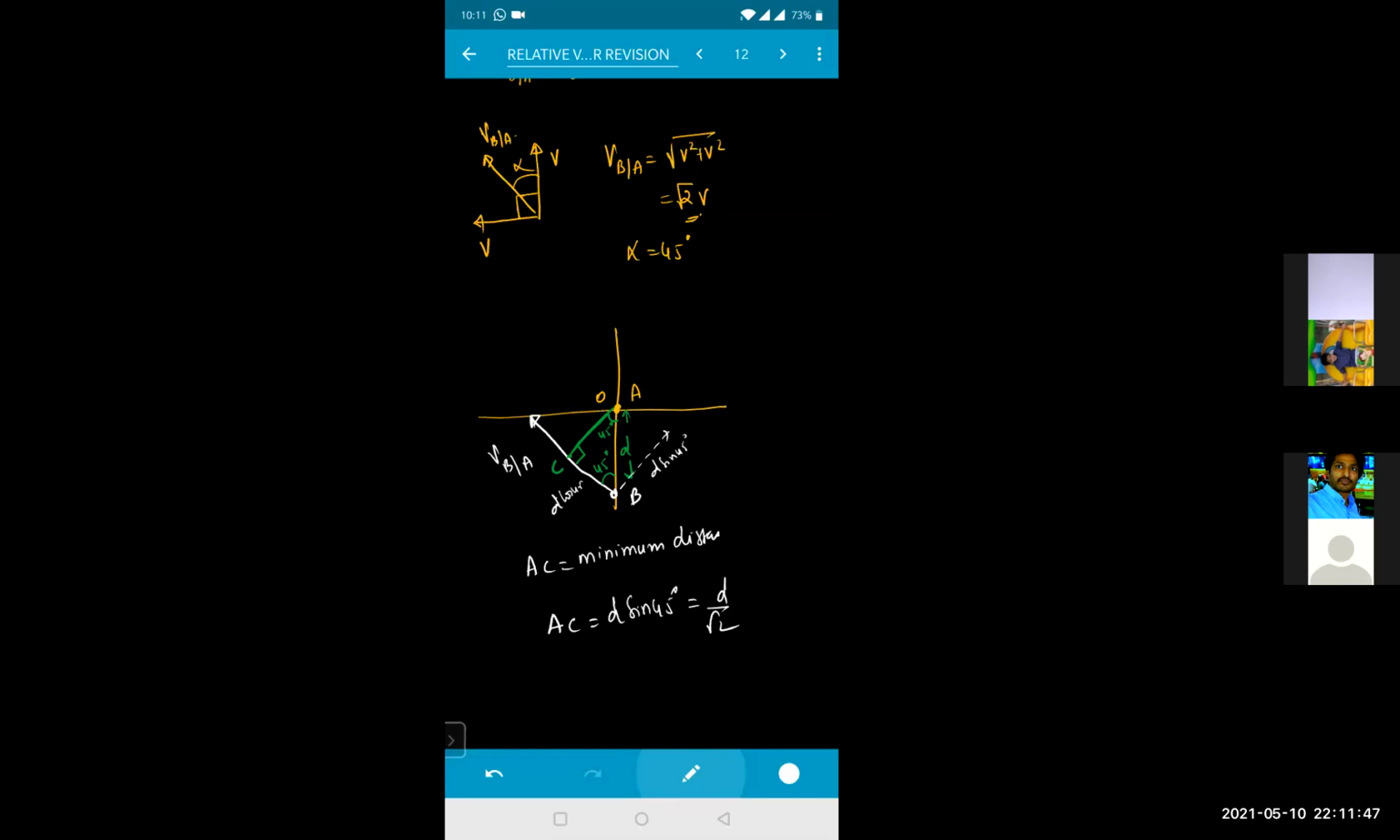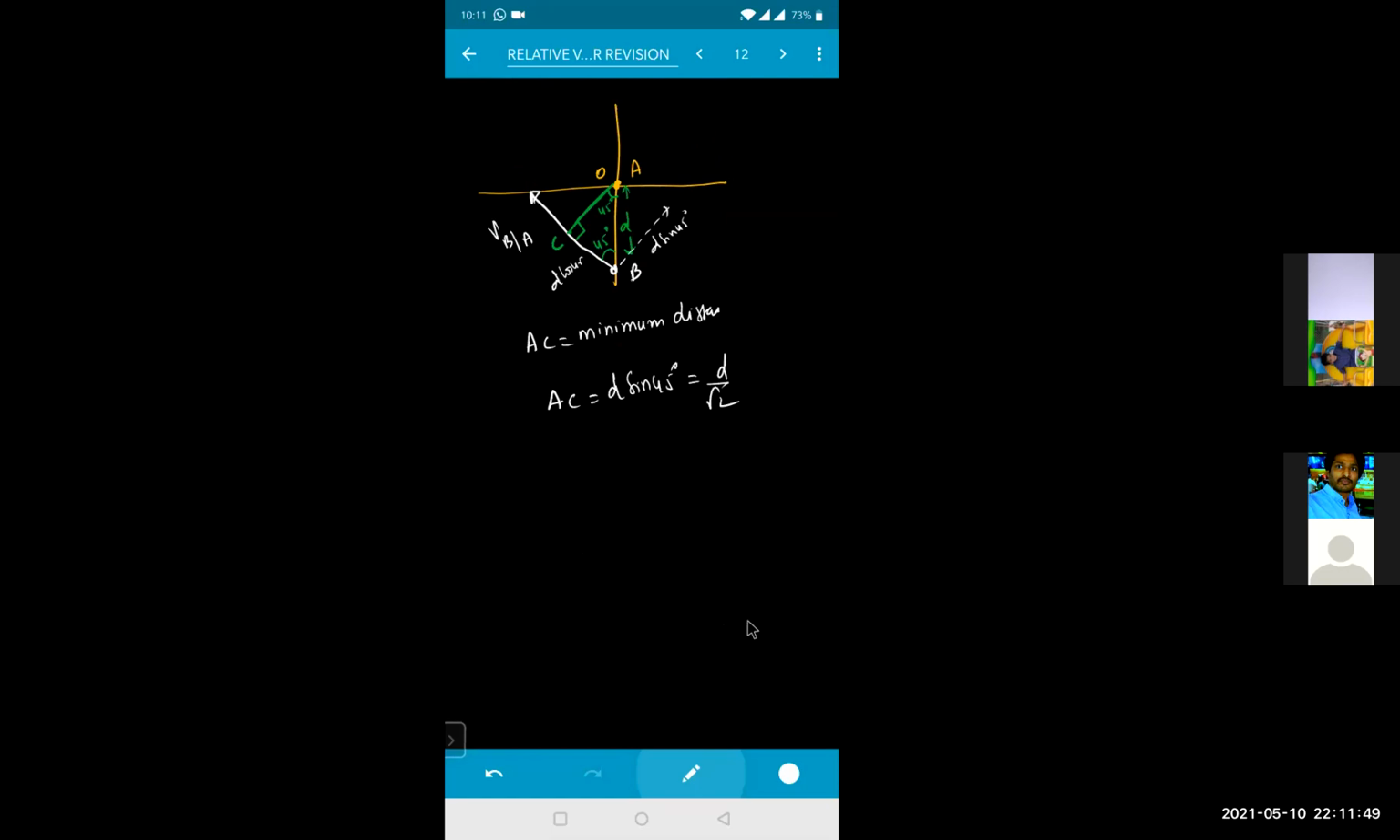Okay, so that will become D by root 2. So the minimum distance between them is D by root 2. So time taken will be equal to how much, beta? Distance between them, so what is the distance traveled by that time? That will be equal to BC divided by the relative velocity of B with respect to A. So BC will be equal to D into cos 45 degrees divided by the velocity of B with respect to A, which is root 2 into V.